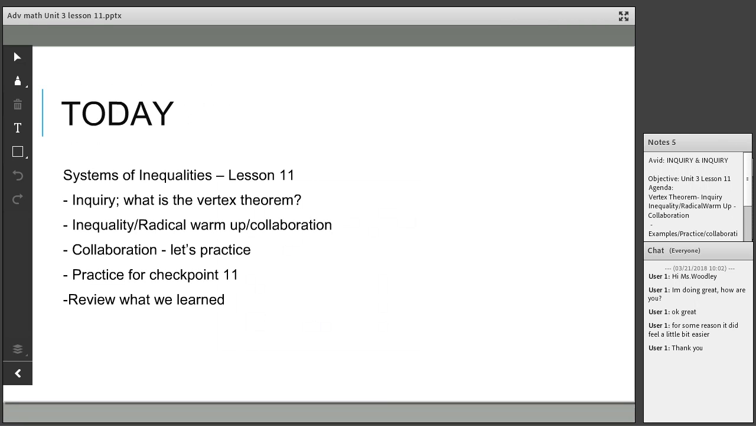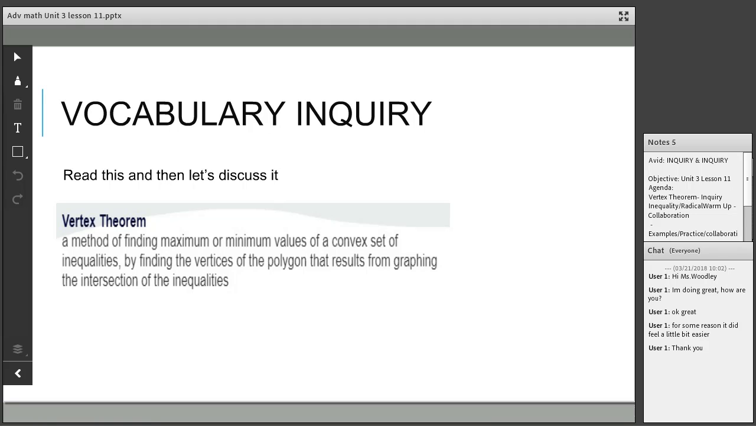Okay, so today we're going to talk about systems of inequalities. That's lesson 11. We're going to talk about the vertex theorem. We'll just go over that to make sure we're good on that. We'll do some practice and go over that problem I looked at on your checkpoint 11. So here we go. So you hopefully have read this already, the vertex theorem. So take a look at that and read that and tell me what you think this means when you read this.